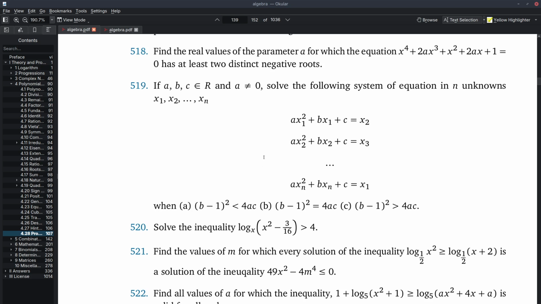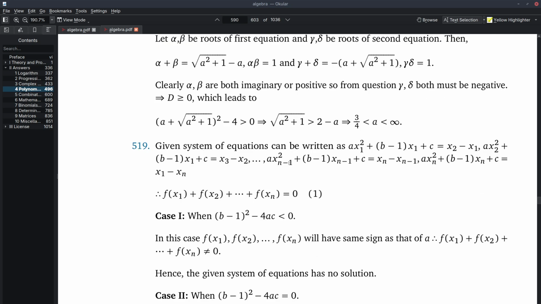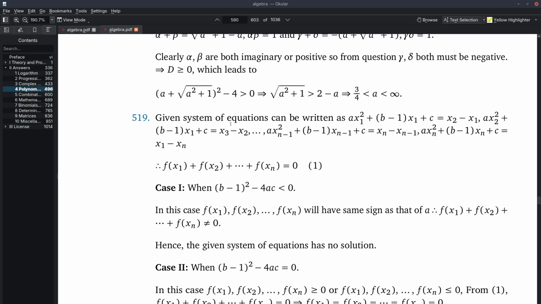So this looks like a quite difficult problem. Okay, let's see how we solve this. We write a x1 squared plus (b minus 1) x1 plus c is equal to x2 minus x1. So we subtract x1 from both the left hand side and right hand side. And similarly for the second equation, we subtract x2, and for the last equation, we subtract xn. So now we sum all the left hand sides, which should be 0.